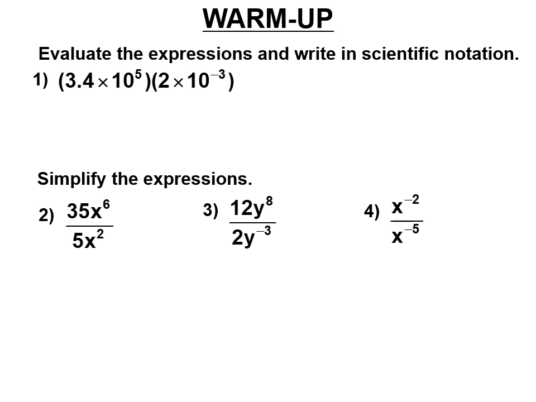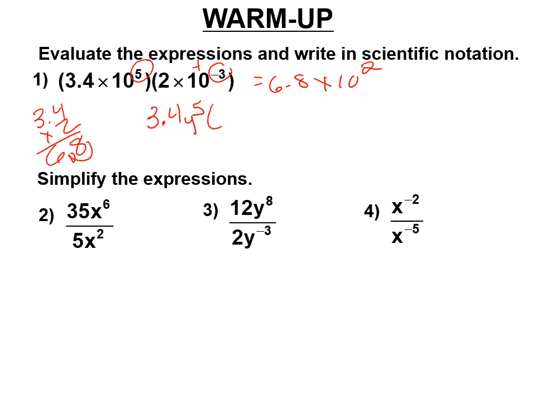All right, so let's remind ourselves how to multiply scientific notation, right? 3.4 times 2: 2 times 4 is 8, 2 times 3 is 6, and we get 6.8 times 10. We add the exponents, and you get positive 2. This is the same as 3.4y to the fifth times 2y to the negative third. You would multiply the coefficients and you would add the exponents. Same pattern. You already knew how to do that.